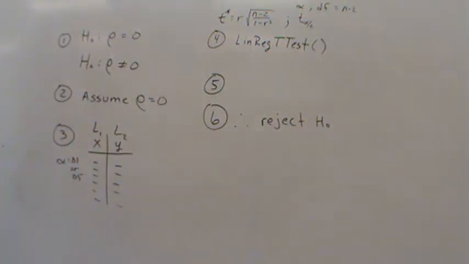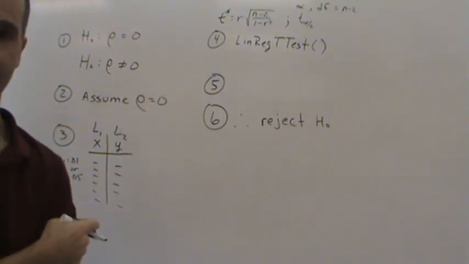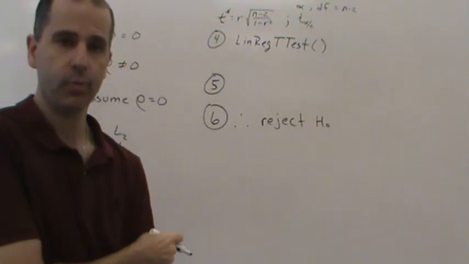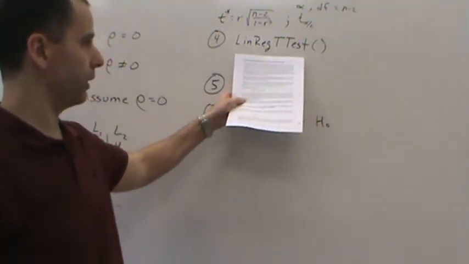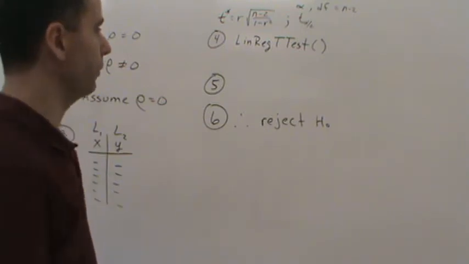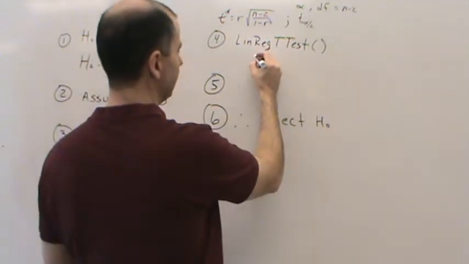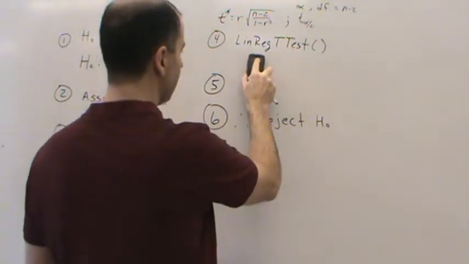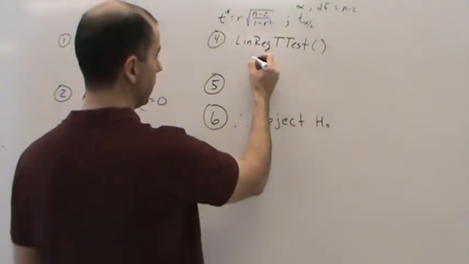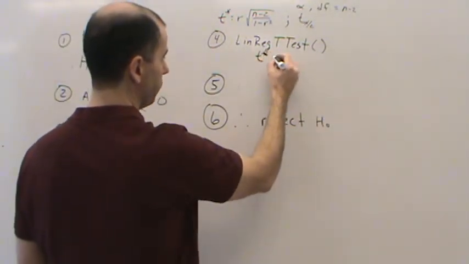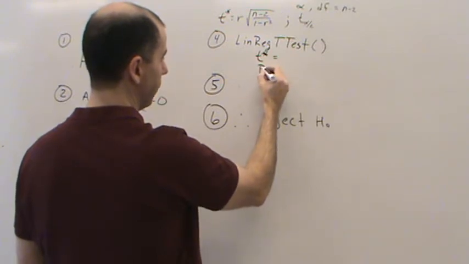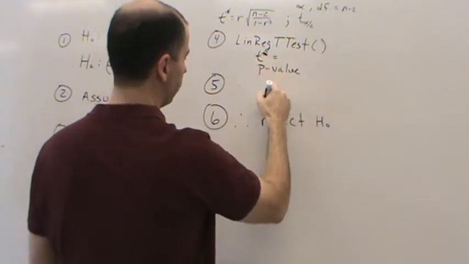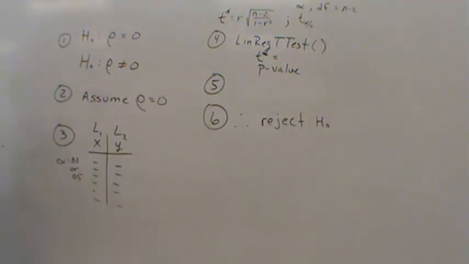Ln reg t-test is under your stat test menu. If you scroll all the way down, you can get to ln reg t-test. Not only will it give you R and a bunch of other stuff, but pretty close to the top, it's going to give you your T star value and your P value. Once you have your P value, all you have to do is compare it to alpha, and you're done. That's really all there is to it. So let's do an example.